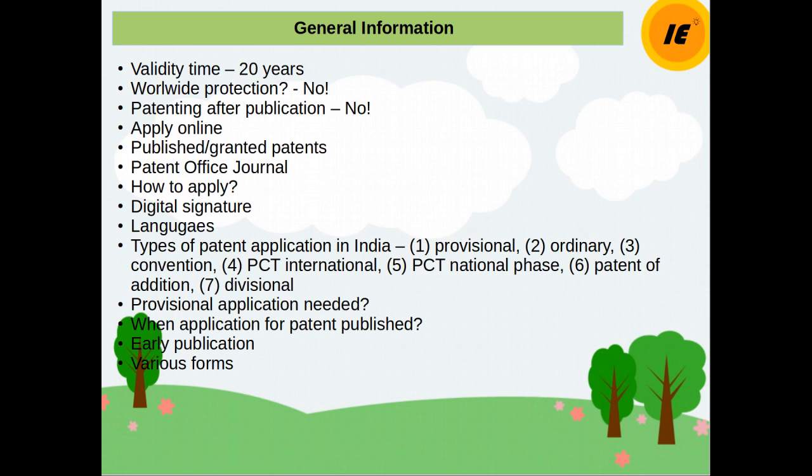So the first question that we all have is, what is the validity time of an Indian patent? That is 20 years. That means if you have a patent that has been granted by the Indian Patent Office, the validity of that patent, or the protection of your invention so that someone cannot copy it, will be for 20 years. And I believe that if you want to extend that, that is also possible. But that is 20 years actually.